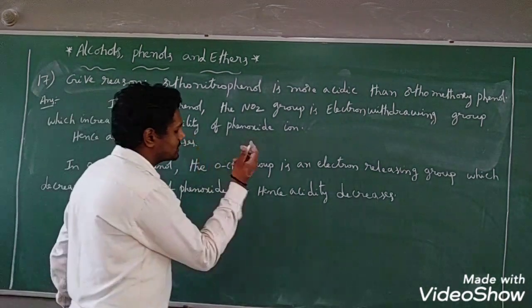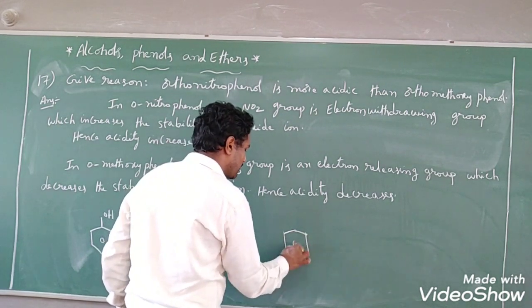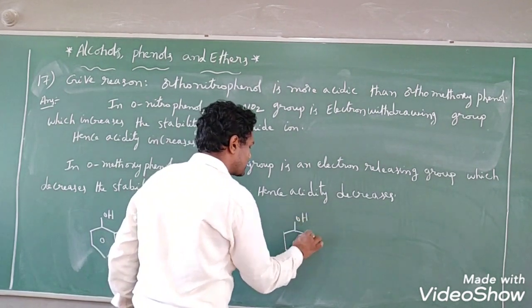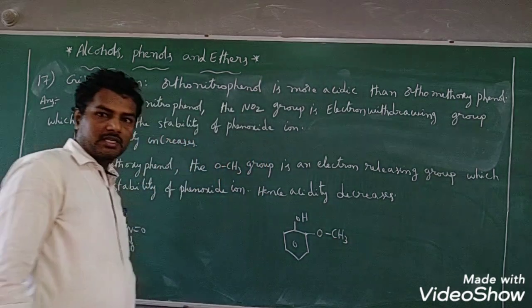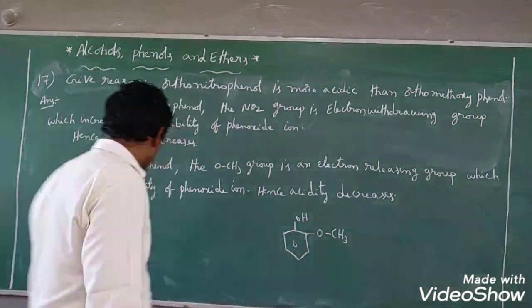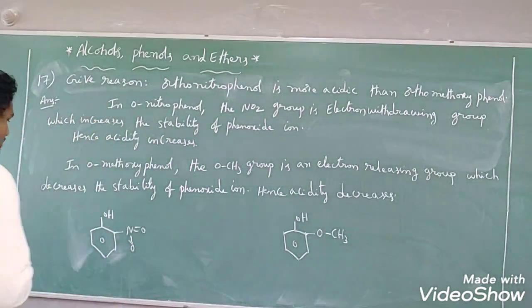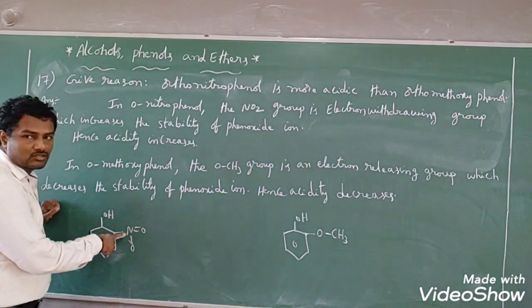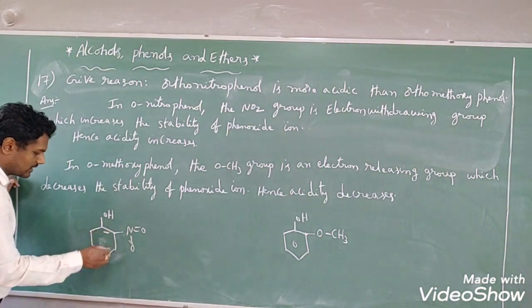And orthomethoxyphenol. For orthomethoxyphenol also, you take phenol, and at the ortho position a methoxy group, OCH3 group, is present like this. Right? This is orthomethoxyphenol. This is orthonitrophenol. Then what will happen here? The NO2 group is an electron withdrawing group. How it is an electron withdrawing group, we will see that.